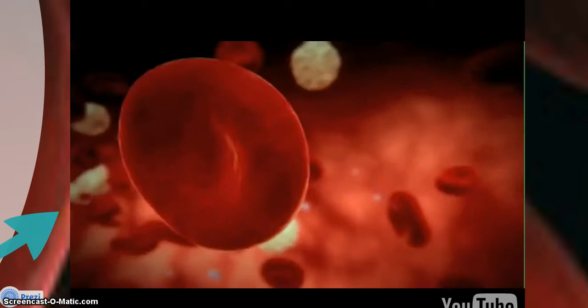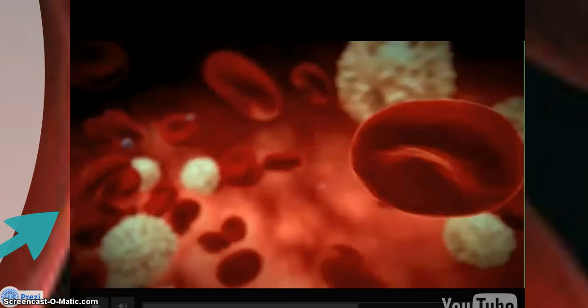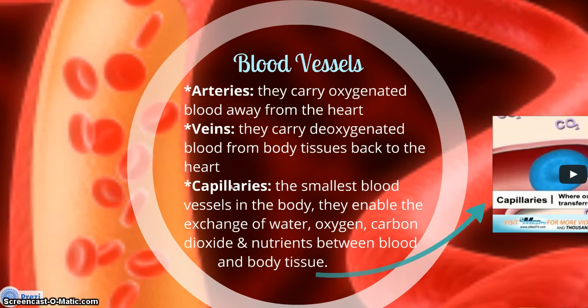Our red blood cells carry oxygen and nutrients. Blood vessels, arteries, they carry oxygenated blood away from the heart. Veins, they carry deoxygenated blood from body tissue back to the heart. Capillaries, the smallest blood vessel in the body, they navigate the exchange of water.